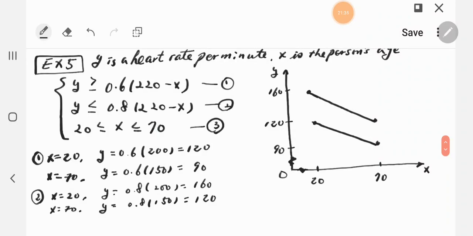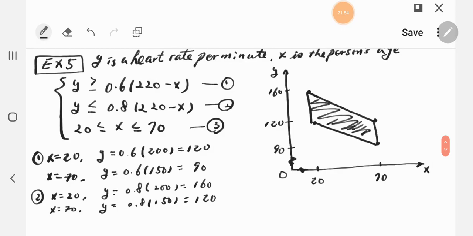This is less than or equal to, so plug in (0, 0), which means below the line. So we will select the area below the first line and then above the first line. Everything in this area will be the solution of this system of inequalities.